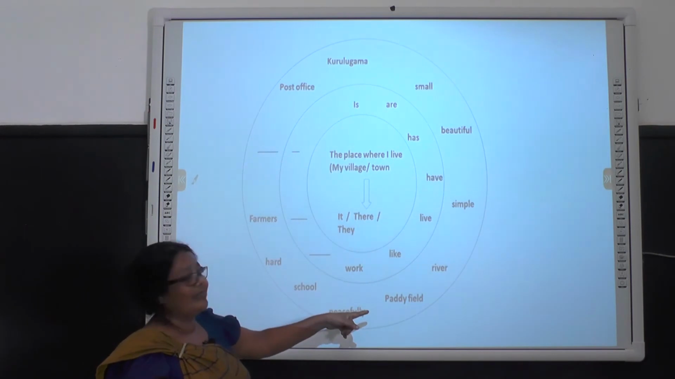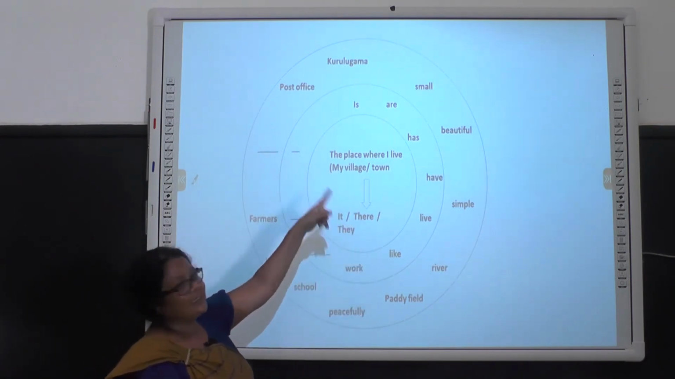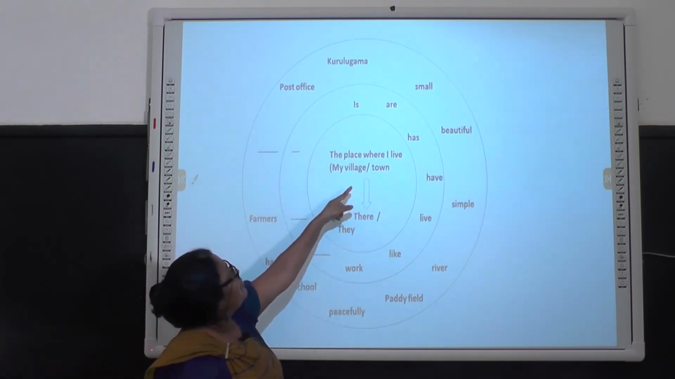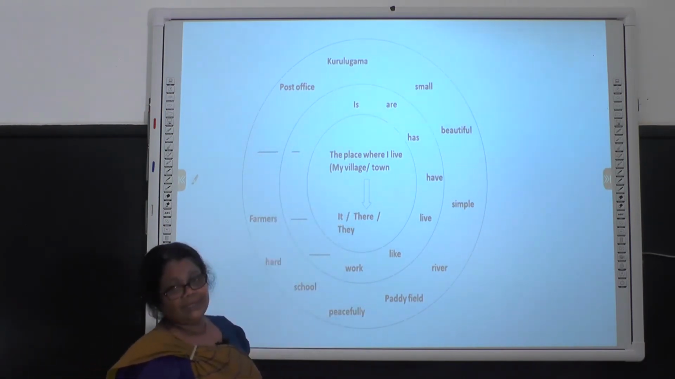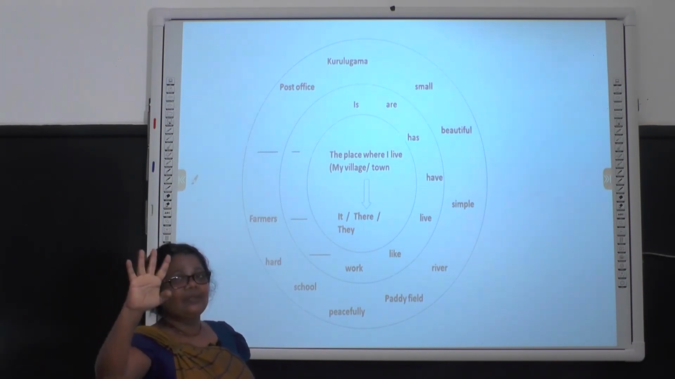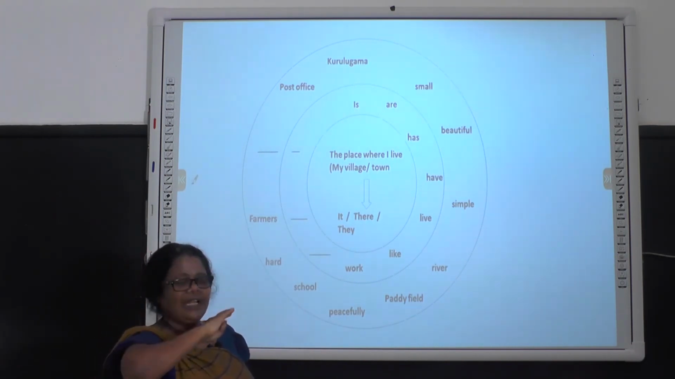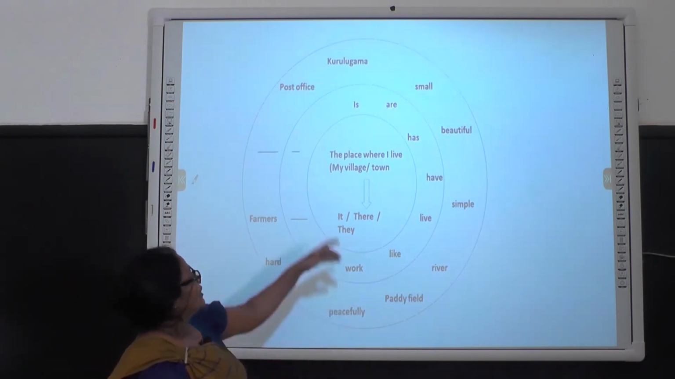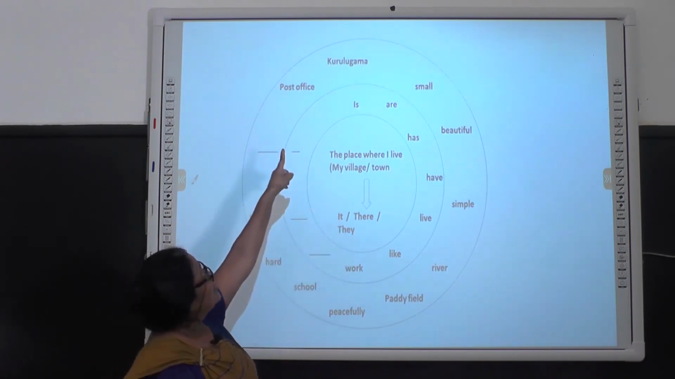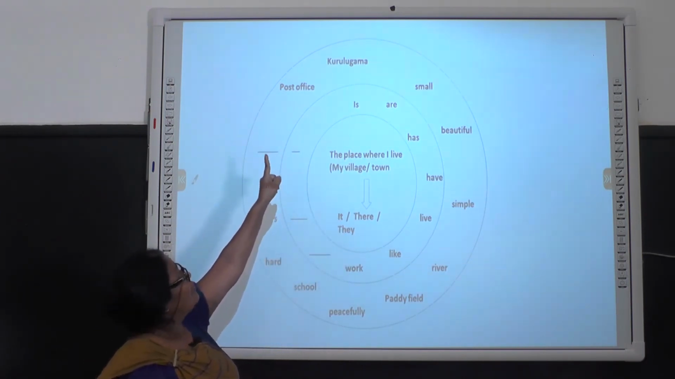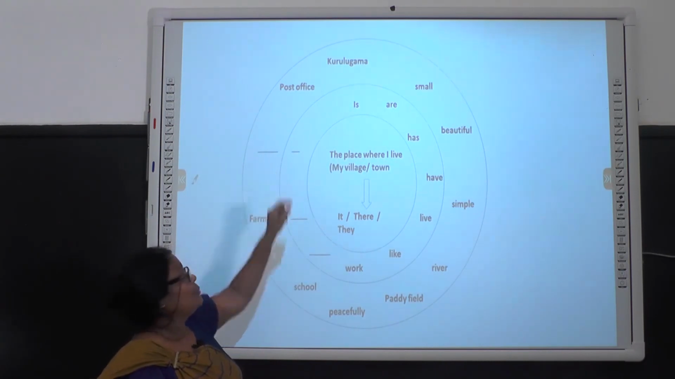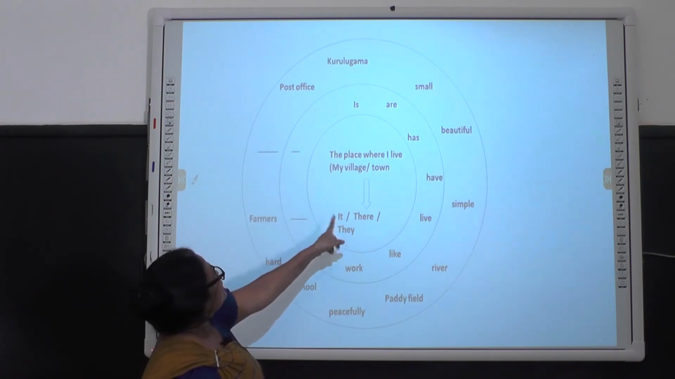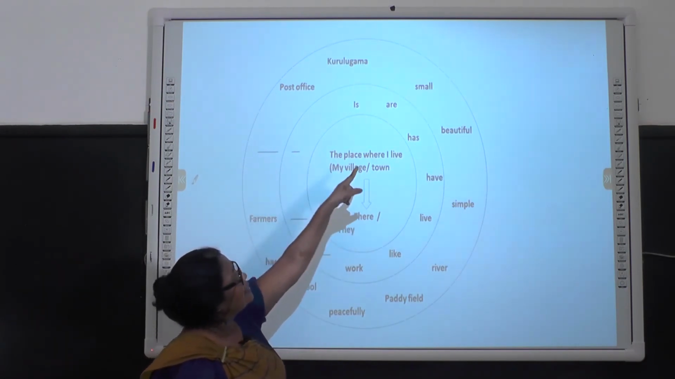Right, now in the third round you can see some words once again. Now let's write it. Come on. My village is Kurulugama. 4 words, very meaningful, very simple sentence. Remember, the first letter should be capital. The first letter of Kurulugama, that should be capital because that's the name of a place. Right. Then another sentence you can just write, it is small.